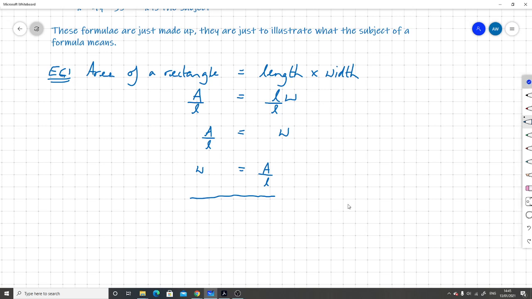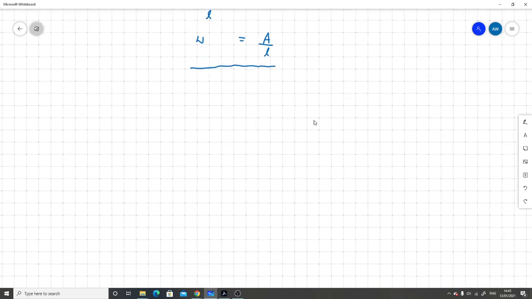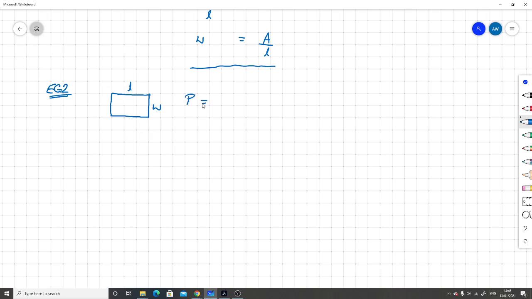Sticking with rectangles. Let's think about the perimeter. Okay, so this is example 2. Now, if we had a rectangle, and I'm just going to do a very basic one here. Sorry, it's not perfect, but it does the job. And we call the length L and the width W. Then the formula for the perimeter of that, we'll call that P, would be add all the lengths up. Now, if that's length, well, that's length as well. That's L. And if that's the width, that's the same. We can call that W.